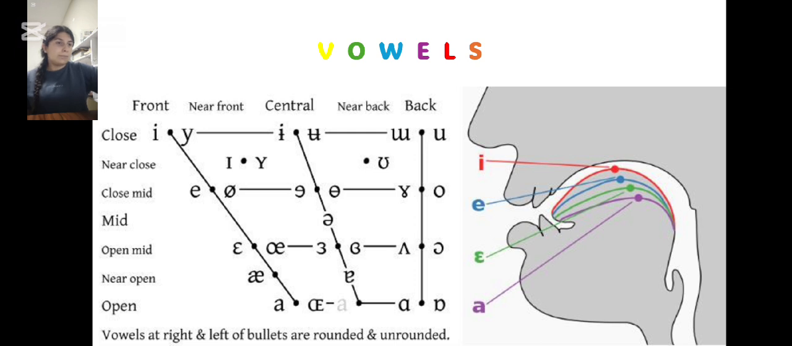All of them give information about the position of our tongue. For example, when we say I, our tongue is in a front position. When we are saying these other vowels, it's central, and with all these back vowels, our tongue has a position at the back of our mouth.